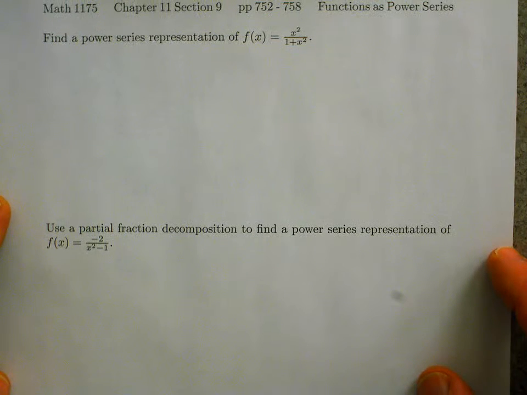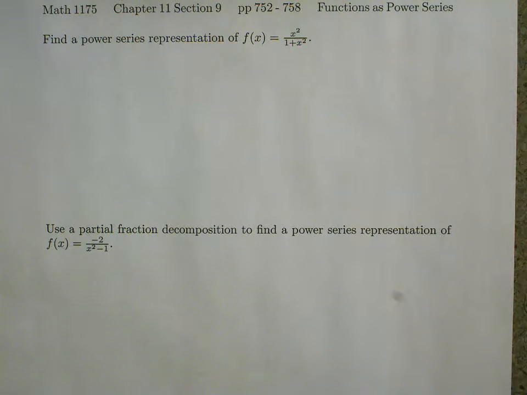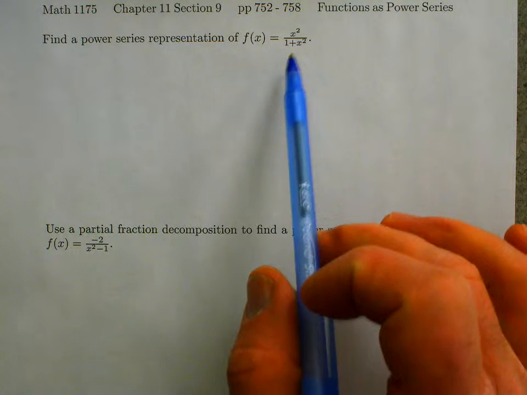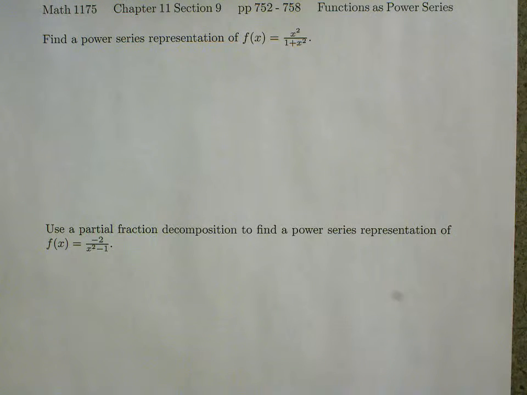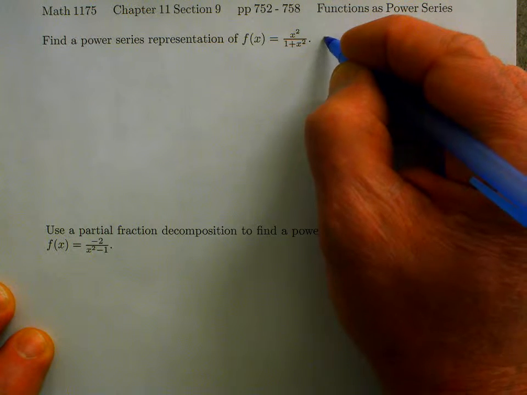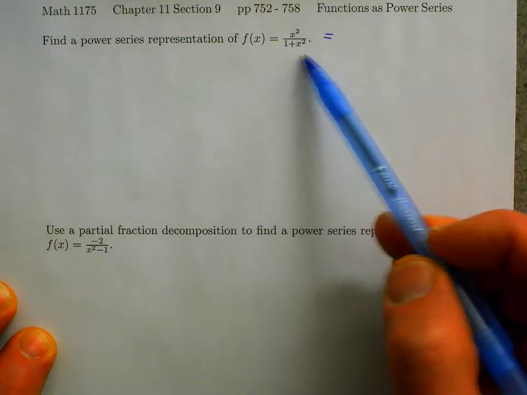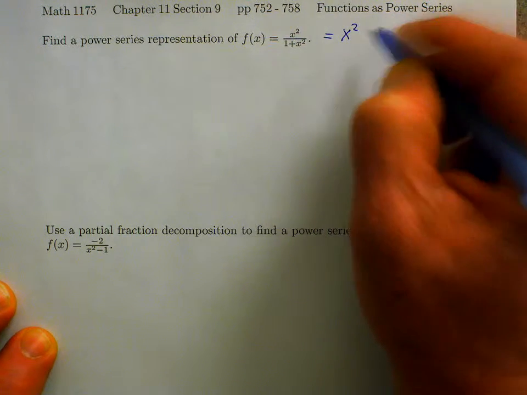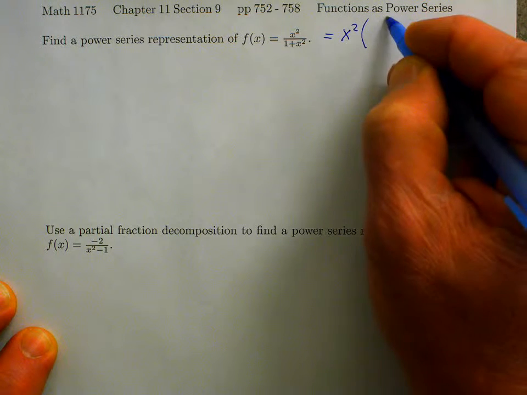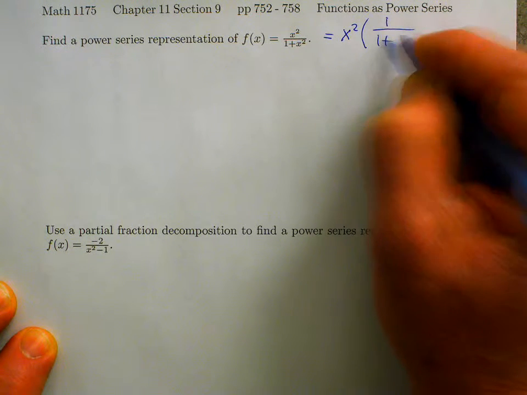Find a power series representation of f of x equals x squared divided by 1 plus x squared. We're going to use what we already know about the power series representation for 1 over 1 plus x squared. So we're going to think of this, x squared over 1 plus x squared, as x squared times 1 over 1 plus x squared.